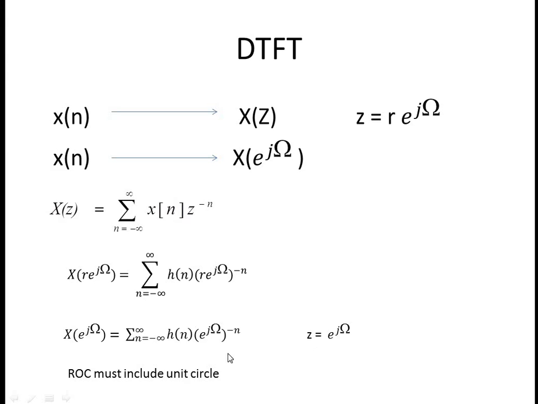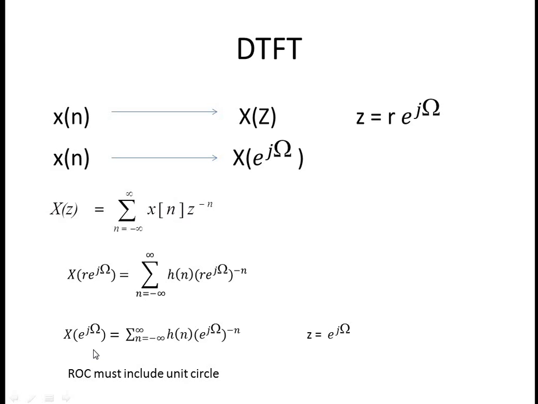Here, by making the value of r as 1, the value of z is e power j omega. Another important thing we have to keep in mind is the region of convergence. In the Z transform there is no mandatory requirement of having the unit circle within the region of convergence. It may or may not contain it, and only at the time of stability do we discuss the unit circle. Whereas in the discrete time Fourier transform, all the functions should contain the unit circle.